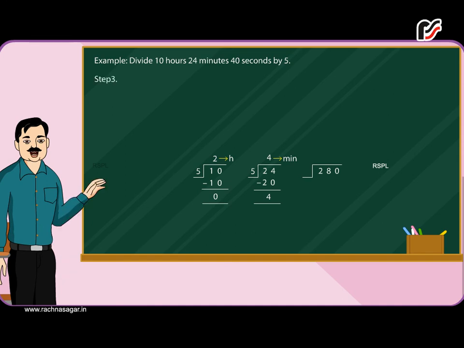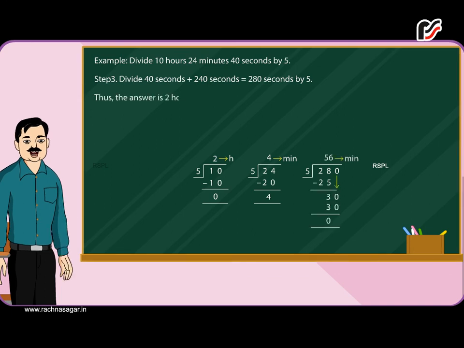Step 3. Divide 40 seconds plus 240 seconds equals 280 seconds by 5. Thus, the answer is 2 hours 4 minutes 56 seconds.